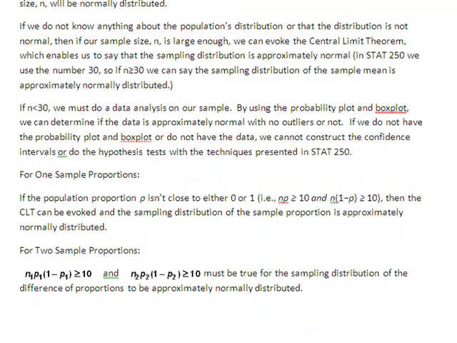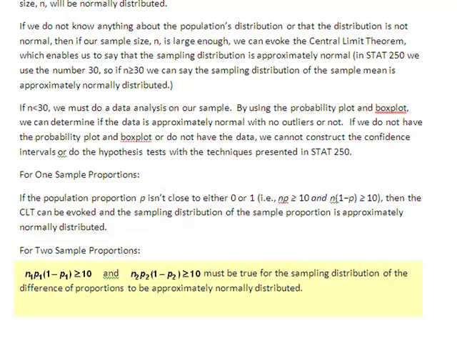Now, in order to invoke the central limit theorem for proportions, well, if we have a one-sample proportion problem, if the population proportion isn't close to either 0 or 1, that is, n times p is greater than or equal to 10, and n times 1 minus p is greater than or equal to 10, then the central limit theorem can be invoked, and the sampling distribution of the sample proportion is approximately normally distributed.